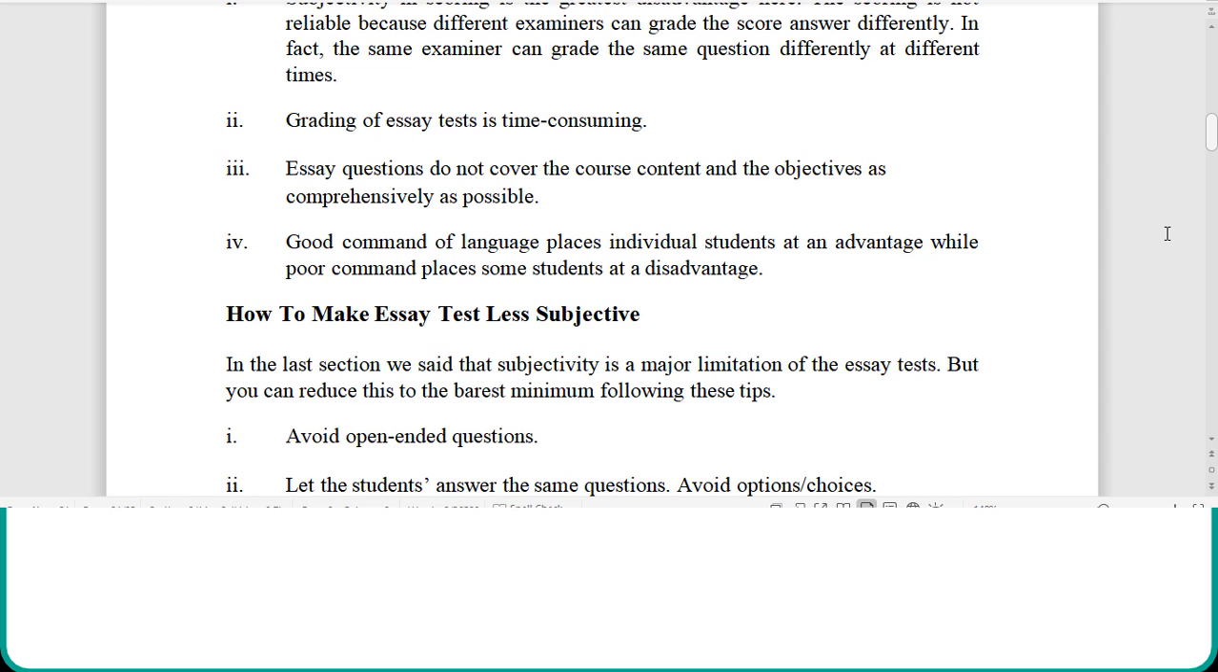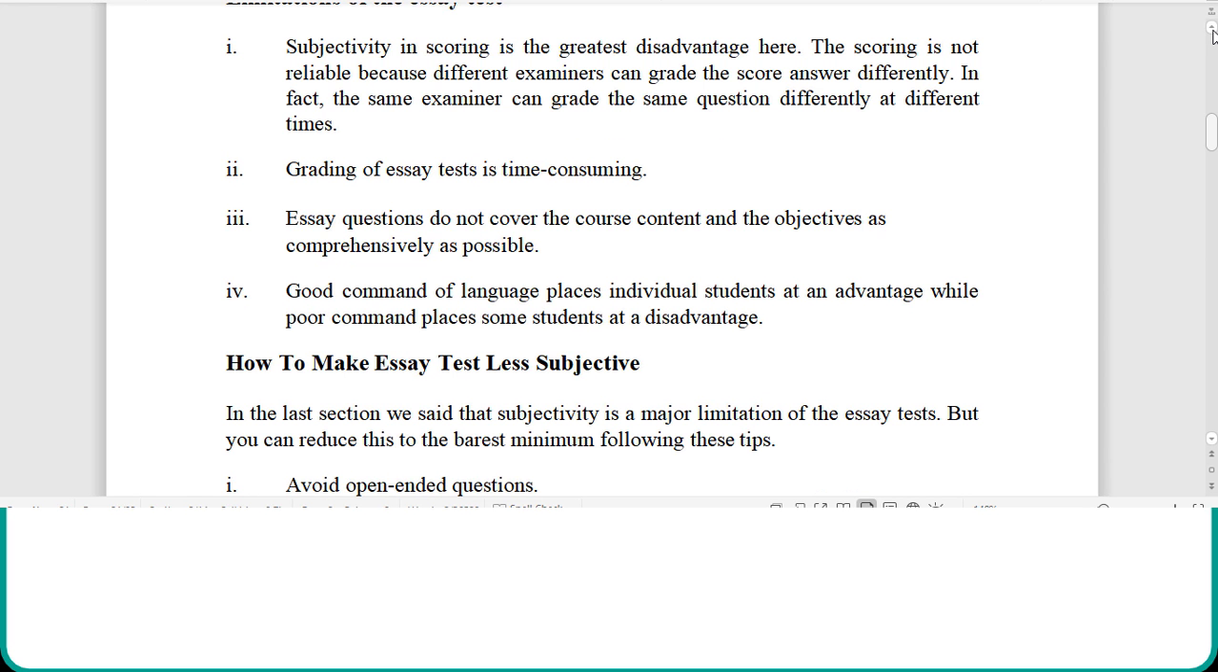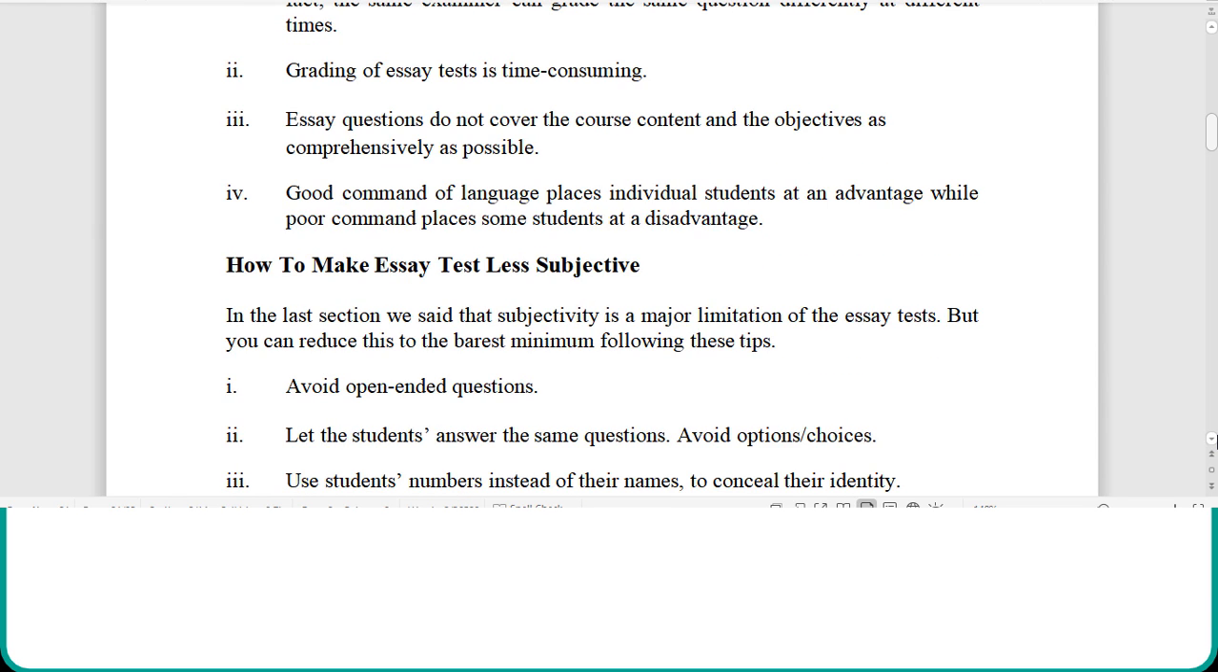So, the very first factor, which is a disadvantage, is the subjectivity of the examiner. If he is in a good mood, maybe he will give you more grades. Secondly, it takes a lot of time to check the test. Thirdly, such questions do not cover the whole course. And fourthly, the answers are affected by the command of the language. If you have a good command of language, then you can write very easily. But if you are poor at grammar, at spelling, and in your vocabulary, then it will be very difficult for you to write a good essay.